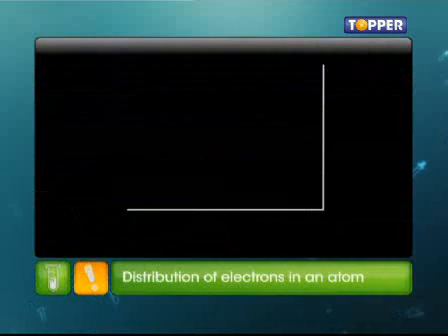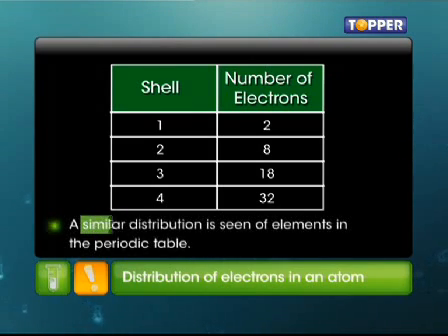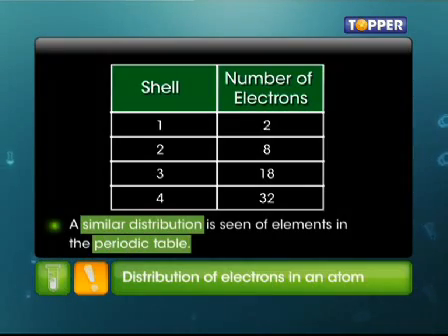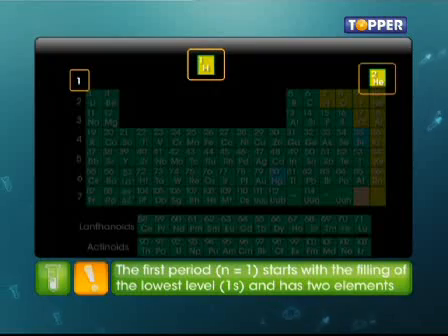This brings us to what happens along the horizontal rows of the periodic table. In an atom, the electrons are distributed as follows: 2 in the first shell, 8 in the second shell, 18 in the third shell, and 32 in the fourth. A similar distribution is seen of elements in the periodic table. The first period, where n is equal to 1, starts with the filling of the lowest level, 1s. As you know, it has two elements, hydrogen and helium.